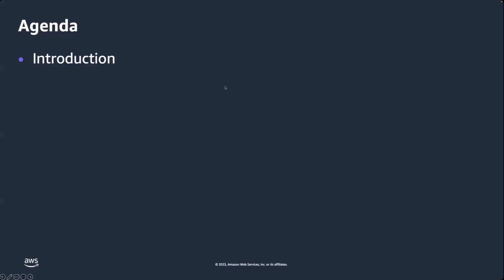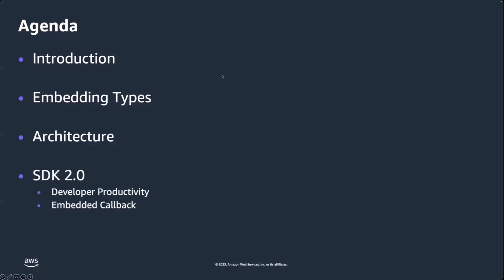Okay, thank you. Let's review the agenda for today's learning series. First, I'll give you a quick introduction to QuickSight Embedded and the benefits it provides you and your end users. We will then discuss the different types of embedding offered and how they fit into the architecture of a typical application. We will then review some of the benefits and new features released in version 2.0 of the Embedding SDK. Lastly, we will end with a demo of Data Point Callback, a recently released feature through the Embedding SDK.